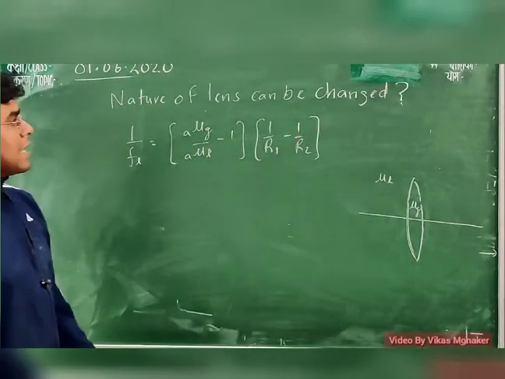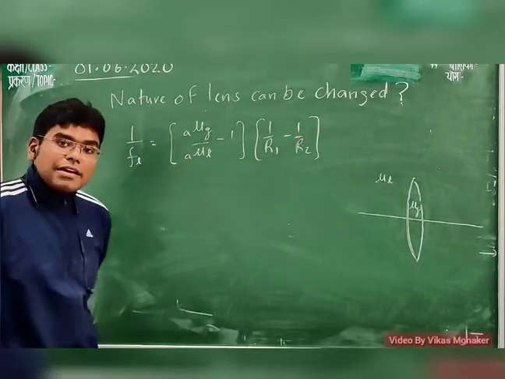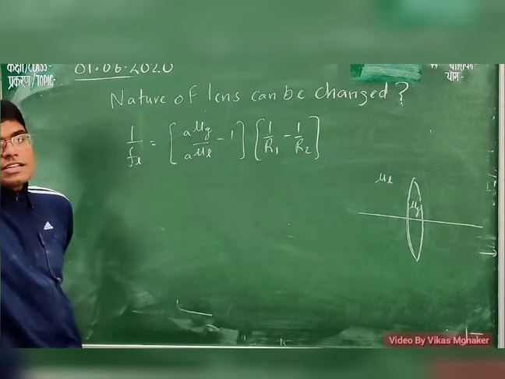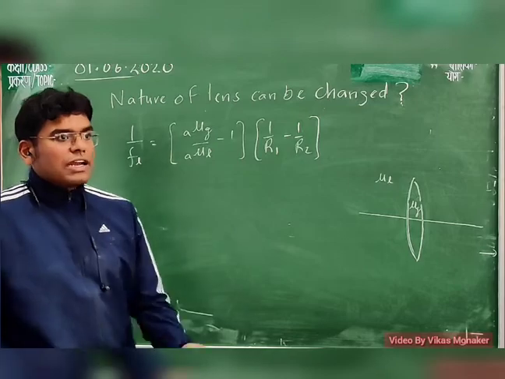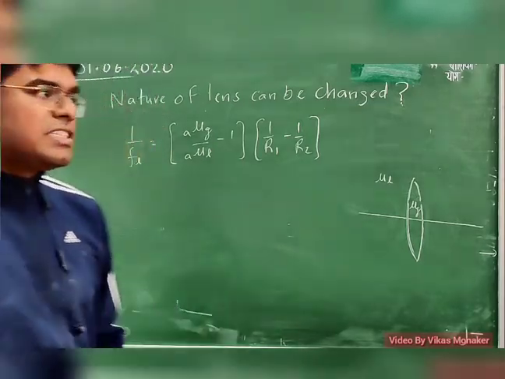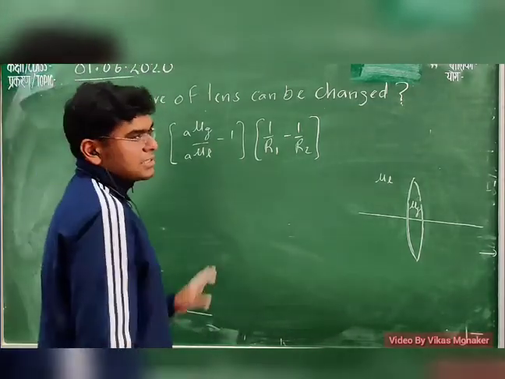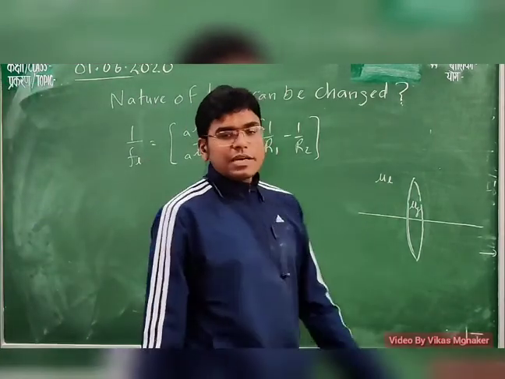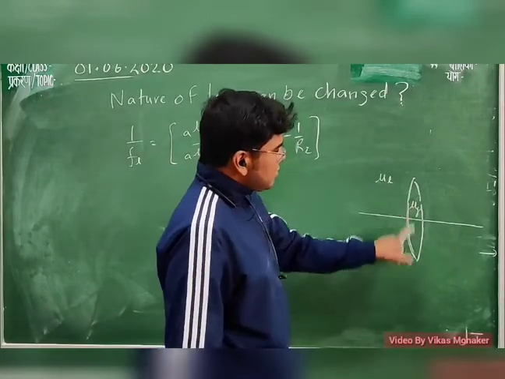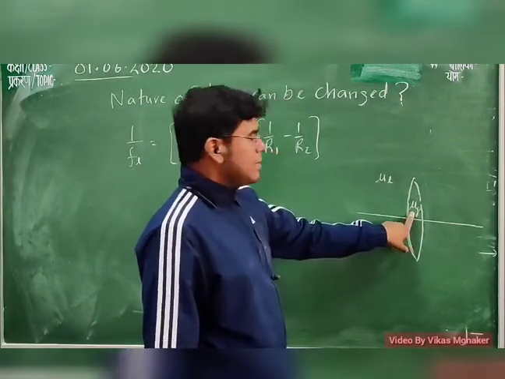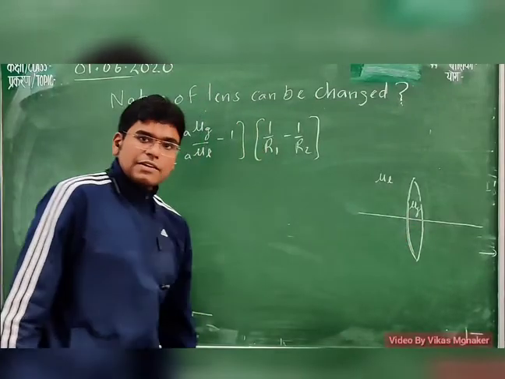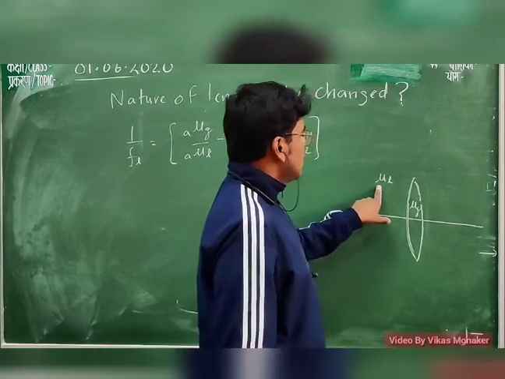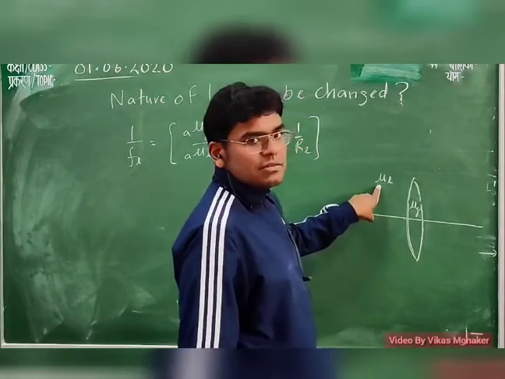Now an interesting fact that we are going to discuss. The nature of the lens can be changed. Meaning thereby, can a convex lens behave like a concave lens, or a concave lens behave like a convex lens, without grinding, without changing its shape? Is it possible? Yes, it is possible. See how it is possible with the help of the Lens Maker formula. Take a convex lens made of glass. The refractive index of glass is taken as mu g, and it is kept in a medium whose refractive index is mu l.